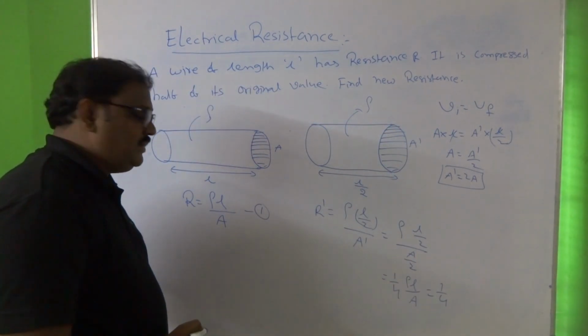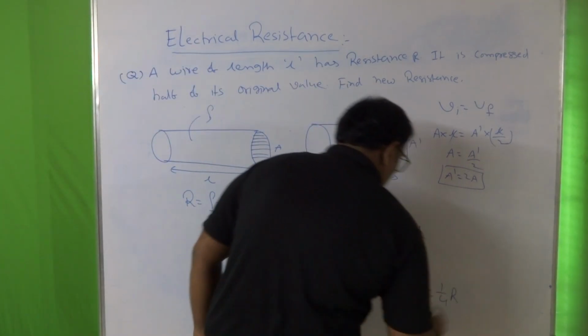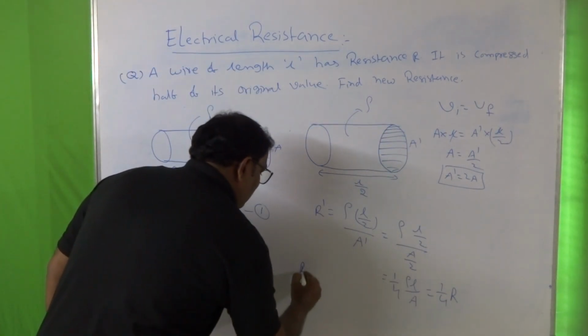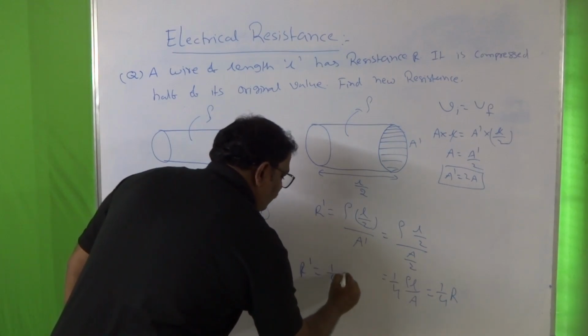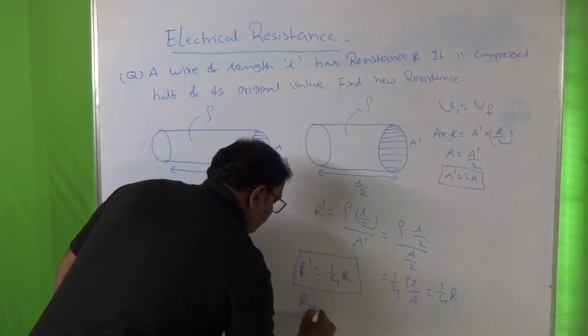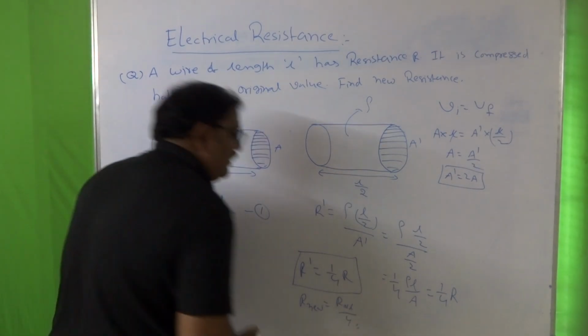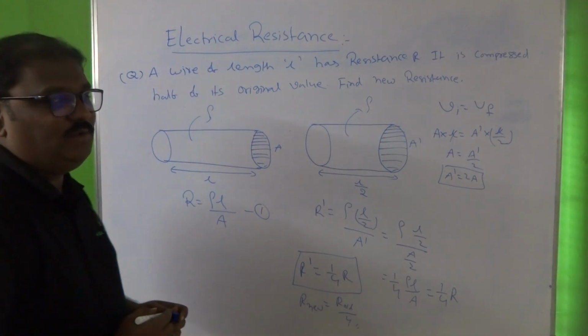From the first equation, rho L by A equal to R. So you write here R. That means we get R dash equal to 1 by 4 into R. That means R new equal to R old by 4. So this is the answer for this type of questions.